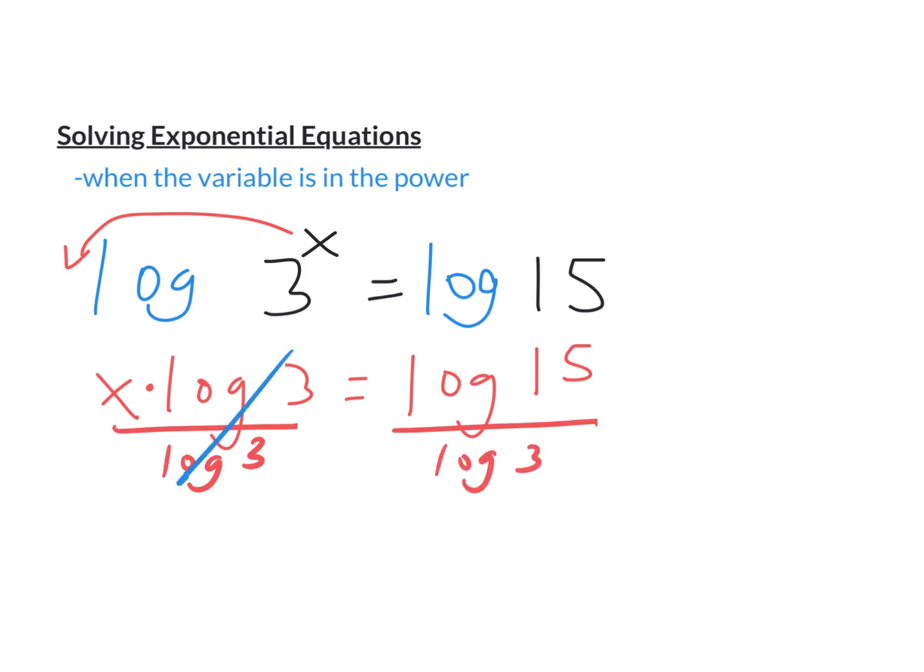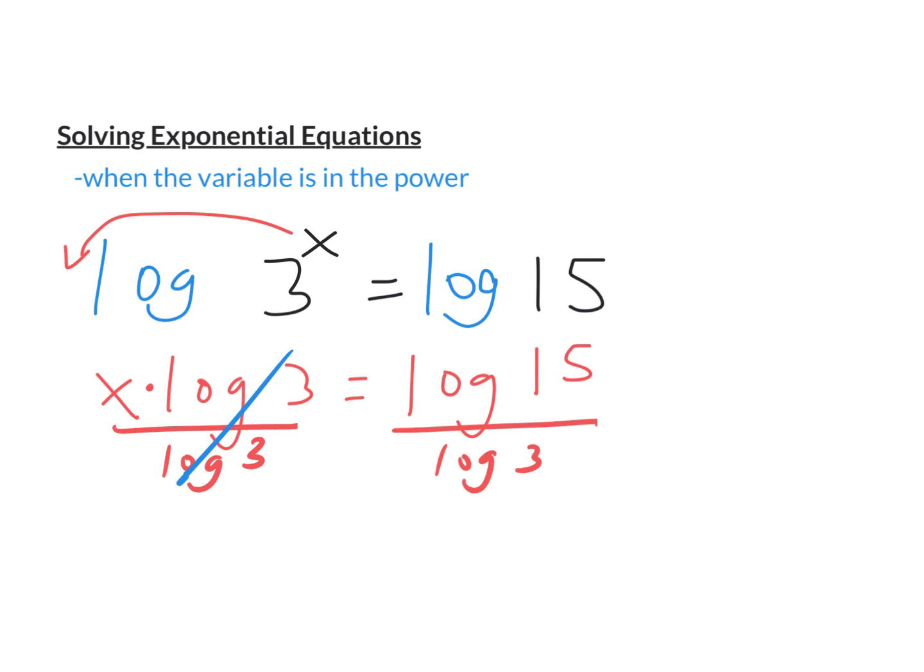And then these cancel out. Remember, log of 3 is just some number. We just typed it in our calculator. It's just some crazy decimal. All right? So I have a crazy decimal times x equals some other probably crazy decimal. Well, we don't want to estimate those things yet. We want to put this in our calculator.